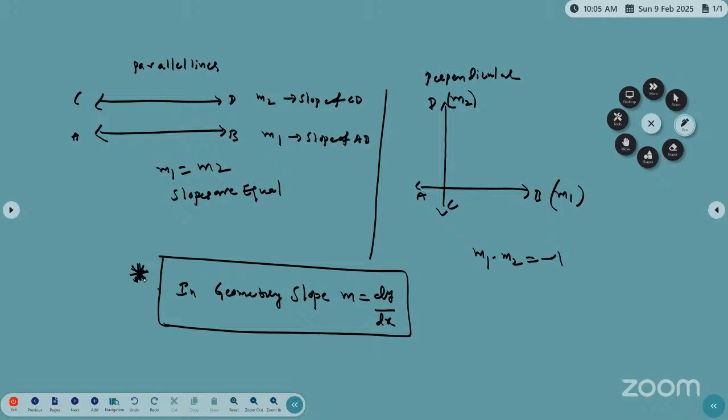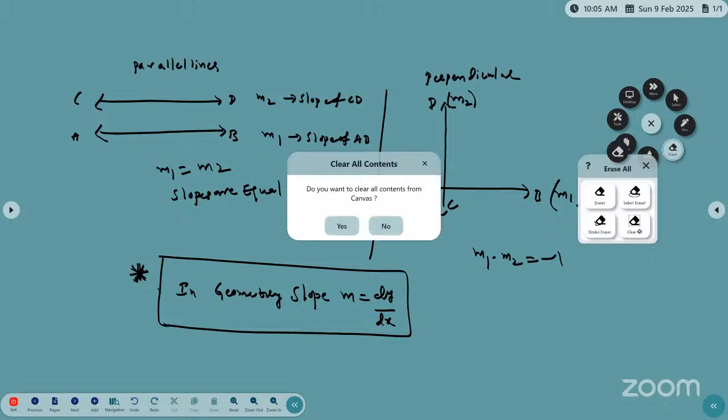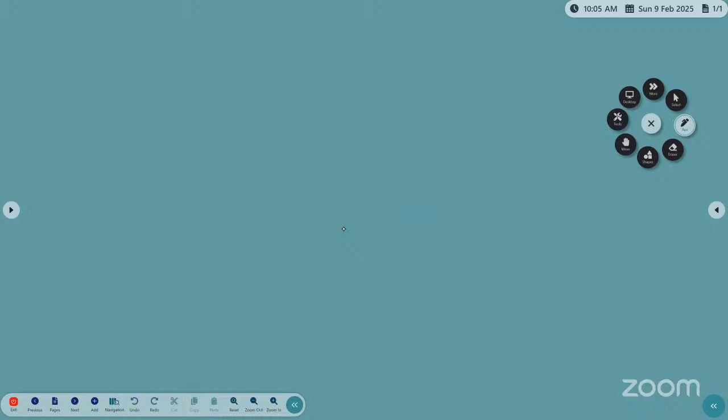Whatever differentiation you learned yesterday will be useful here to find out the slope. How do you find the slope? By using the formula dy by dx. Two lines are parallel. If two lines are parallel, their slopes are equal. If two lines are perpendicular, the product of the slopes equals -1.